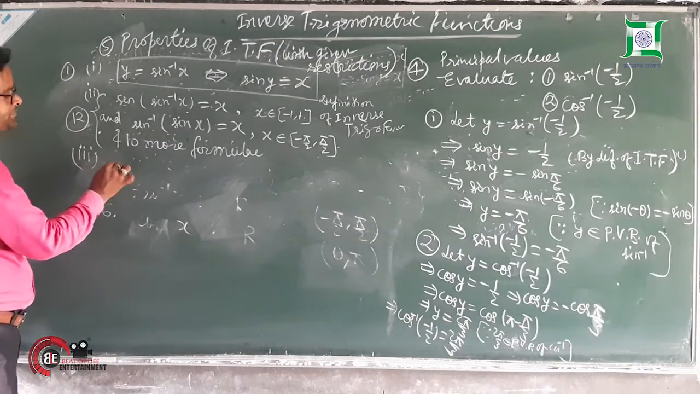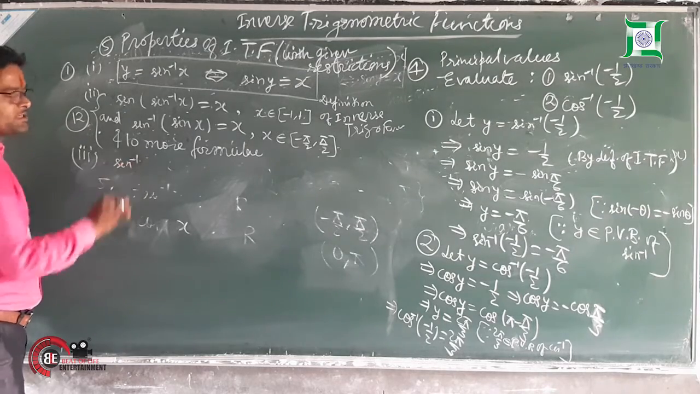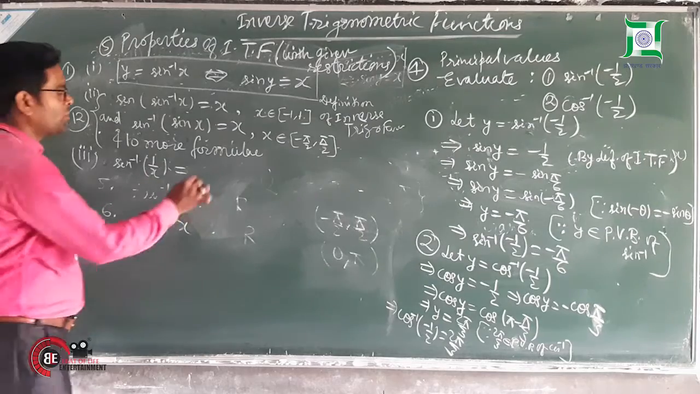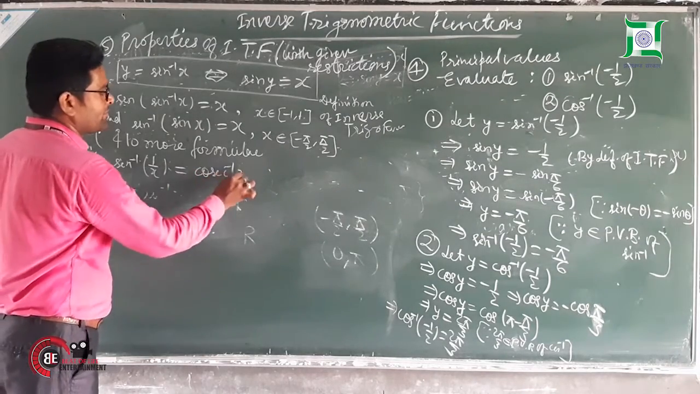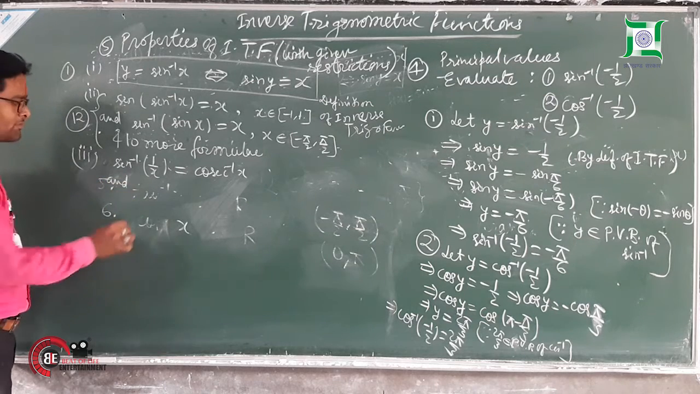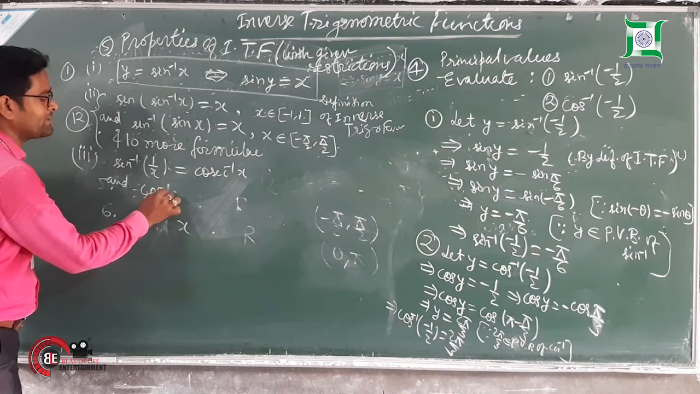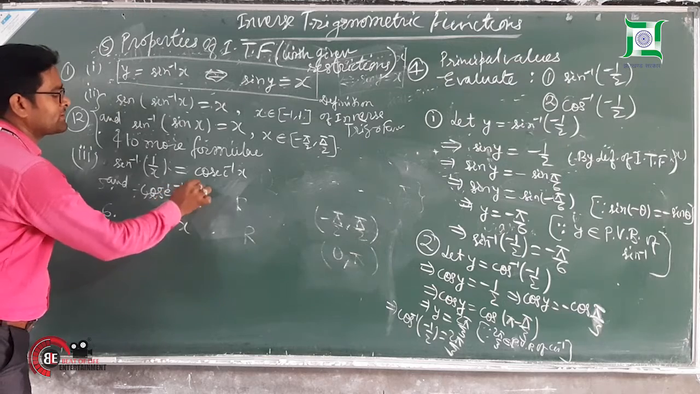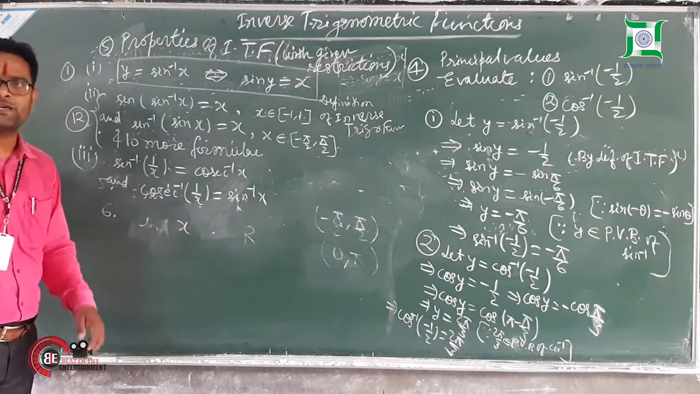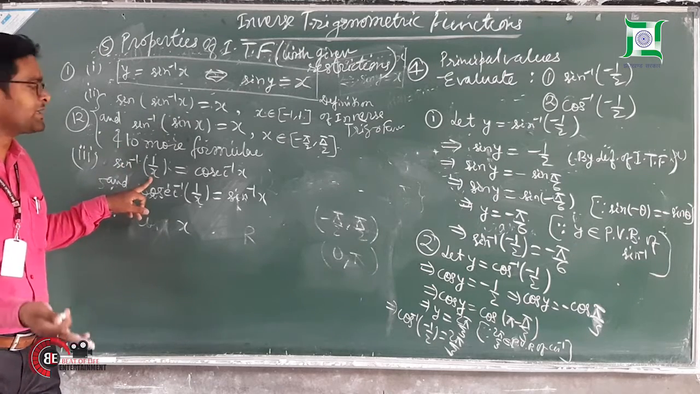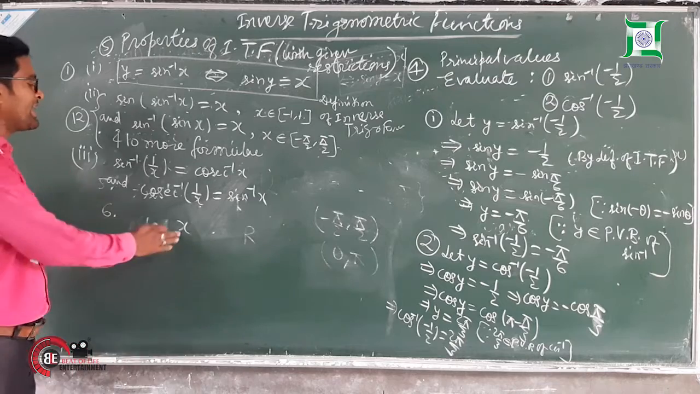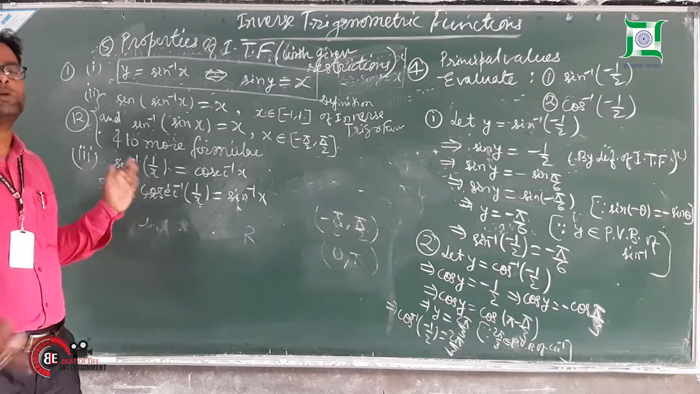The first one is sine inverse 1 by x is equal to cosec inverse x, or we can write the same formula in this way: cosec inverse 1 by x is equal to sine inverse x. Now see, sine inverse 1 by x can be converted into cosec inverse x, and cosec inverse 1 by x can be converted into sine inverse x. So this is the relation between sine and cosec.